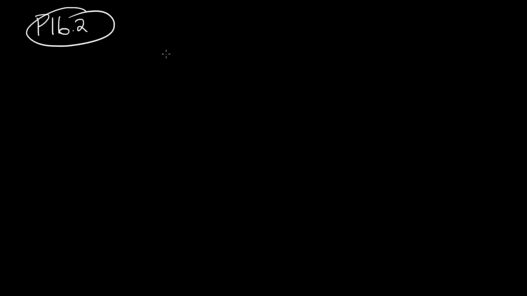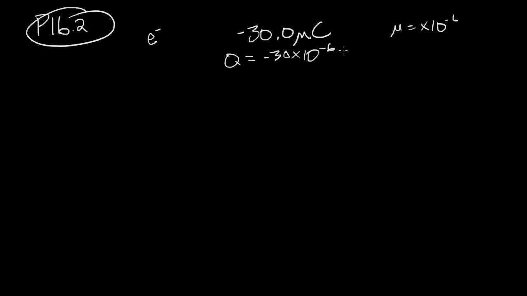This is problem 16.2 from Giancoli. It says, how many electrons are in minus 30.0 microcoulombs of charge? A couple of things we need to know. One is that micro is a prefix that means times 10 to the minus 6. So this is the same thing as saying Q equals minus 30 times 10 to the minus 6 coulombs.